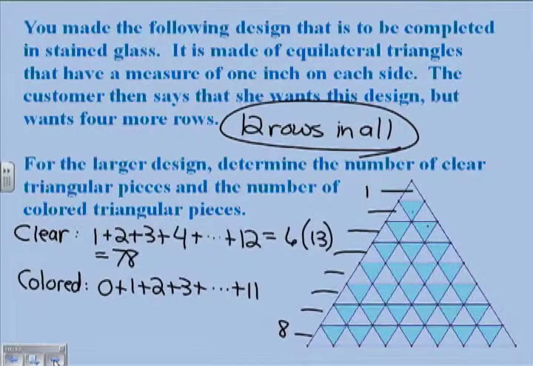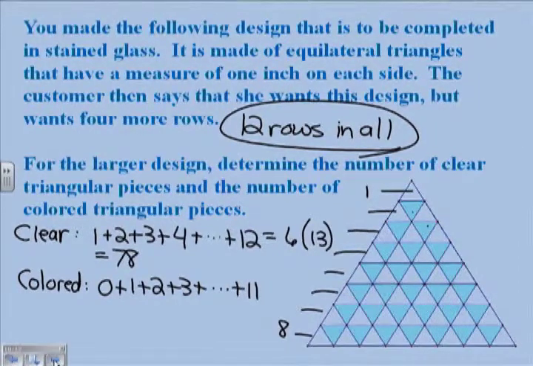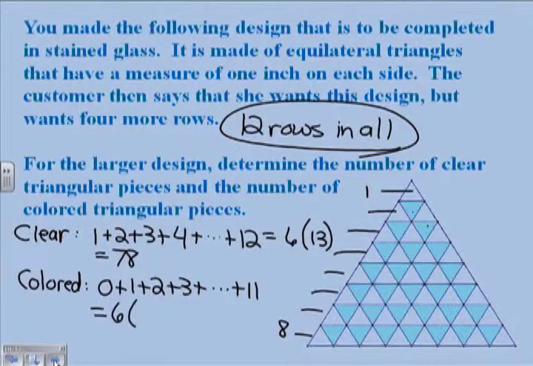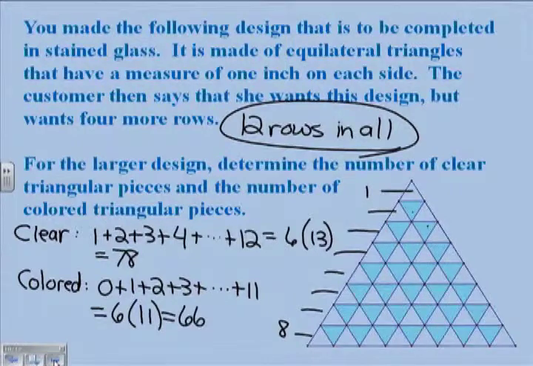Okay? Well, since I still have 12 rows, I'm going to go ahead and count that 0 as my first term. So I have 6 pairs of numbers, and they add up to be 11. So I get 66. Now, as it turns out, maybe those colored ones are more expensive than the clear ones are. If that's the case, you might like having the pattern in this arrangement so that you can buy fewer of the more expensive tiles. Okay, that wasn't a hard sequence problem by any means.